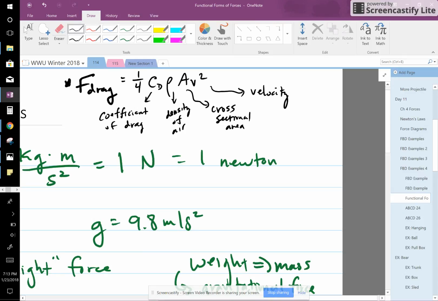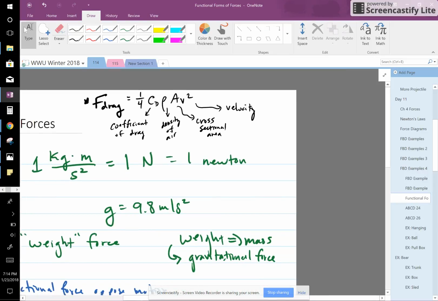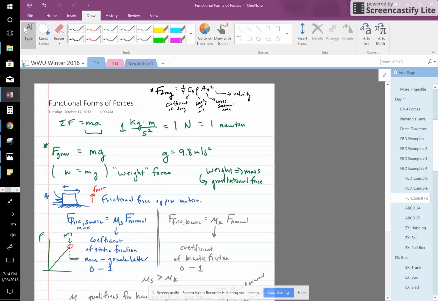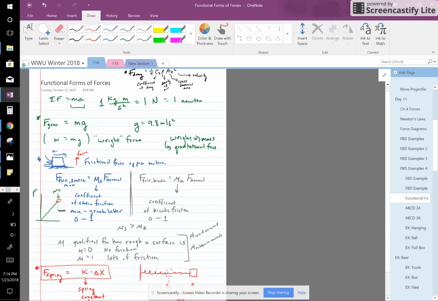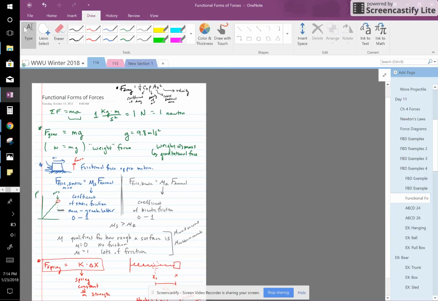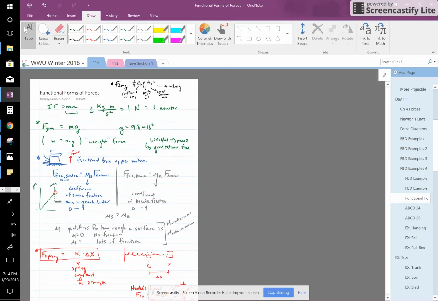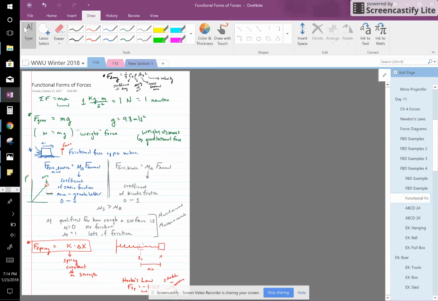So in general, you really won't need this equation, but you could, in theory, solve a problem that's dealing with drag. Okay. So this is kind of your laundry list of all the types of forces that you can actually compute without actually summing Newton's second law.